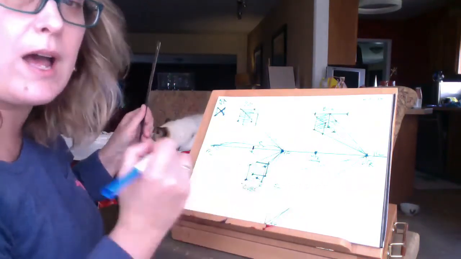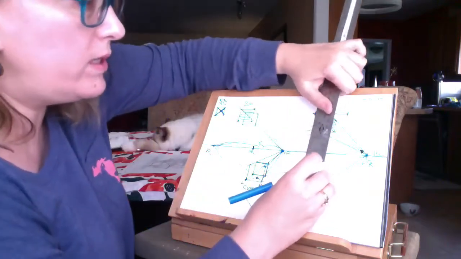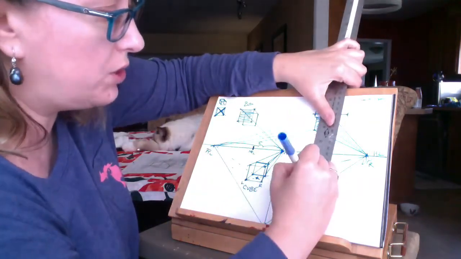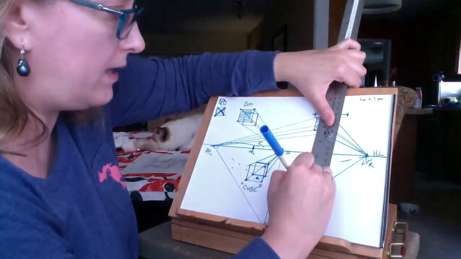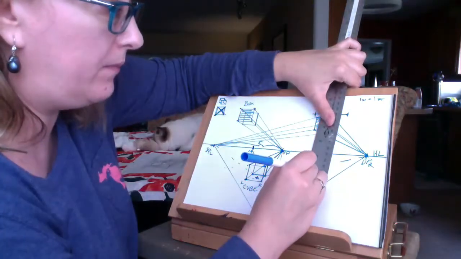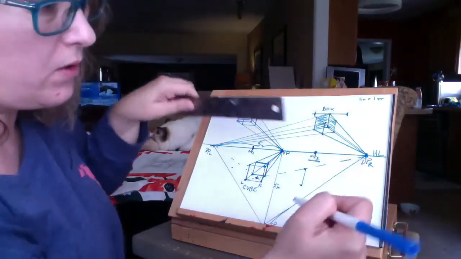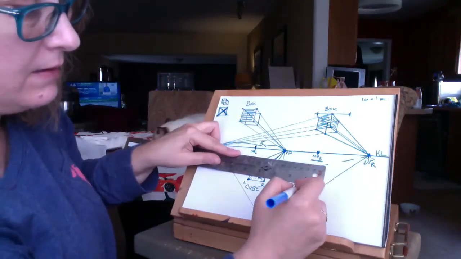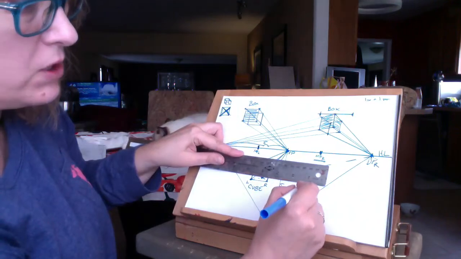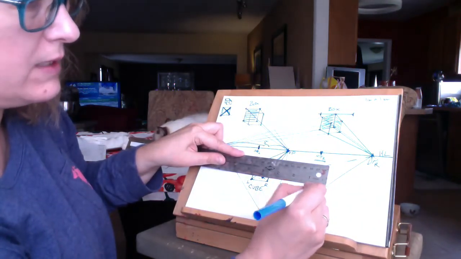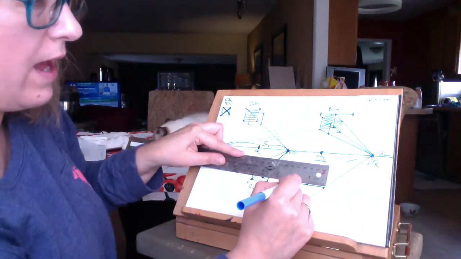Okay, so let's go ahead and do that now. I'm going to create another 1-inch line that's going to represent a corner of my box in 2-point. And because I'm below the horizon line, I'm going to make a T. So from that 1-inch line, I'm going to come 1 inch to the right and 1 inch to the left.